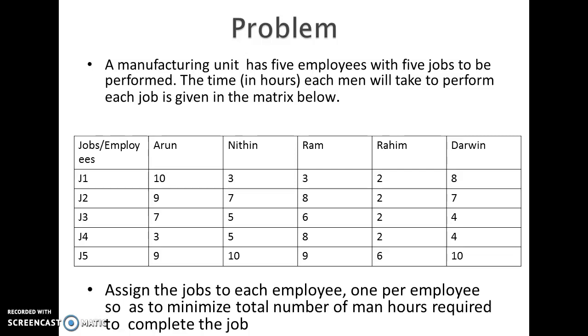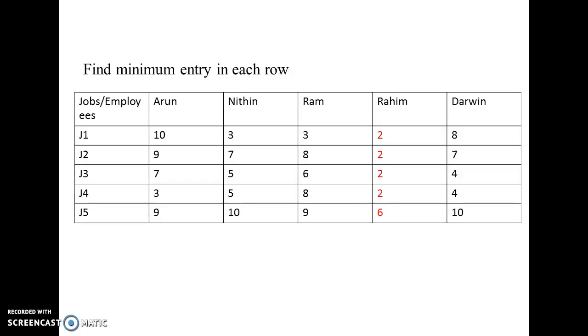A manufacturing unit has 5 employees with 5 jobs to be performed. The time each man will take to perform each job is given in the matrix. Assign the jobs to each employee, one per employee, so as to minimize the total number of man hours required to complete the job. Now, according to the Hungarian method, first you find out the minimum entry in each row.